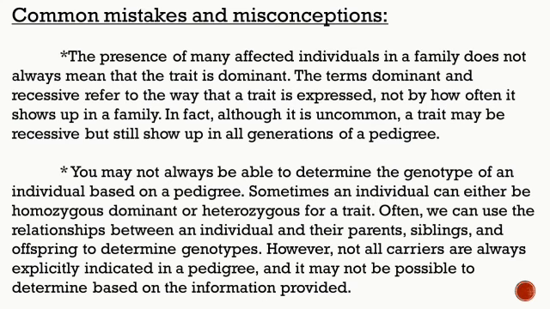Sometimes an individual can either be homozygous dominant or heterozygous for a trait. Otherwise, we can use the relationships between an individual and their parents, siblings, and offspring to determine genotypes. However, not all carriers are always explicitly indicated in a pedigree, and it may not be possible to determine based on the information provided.